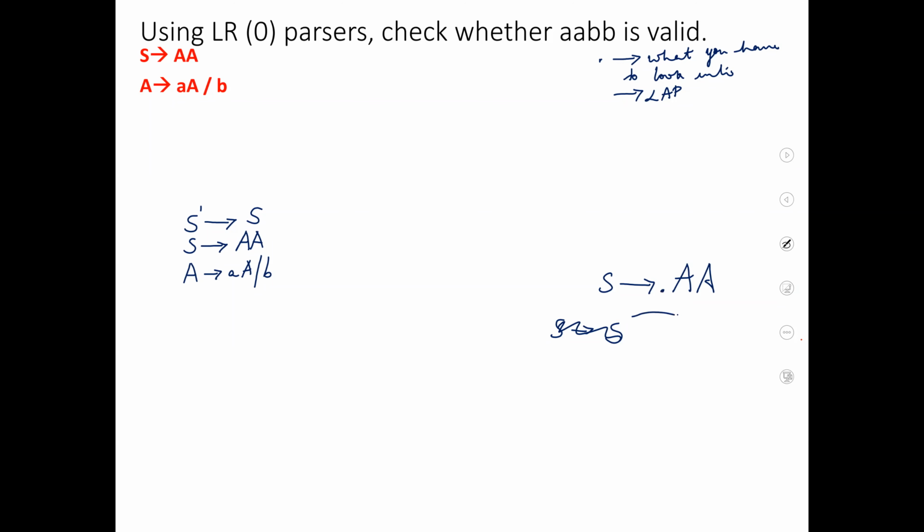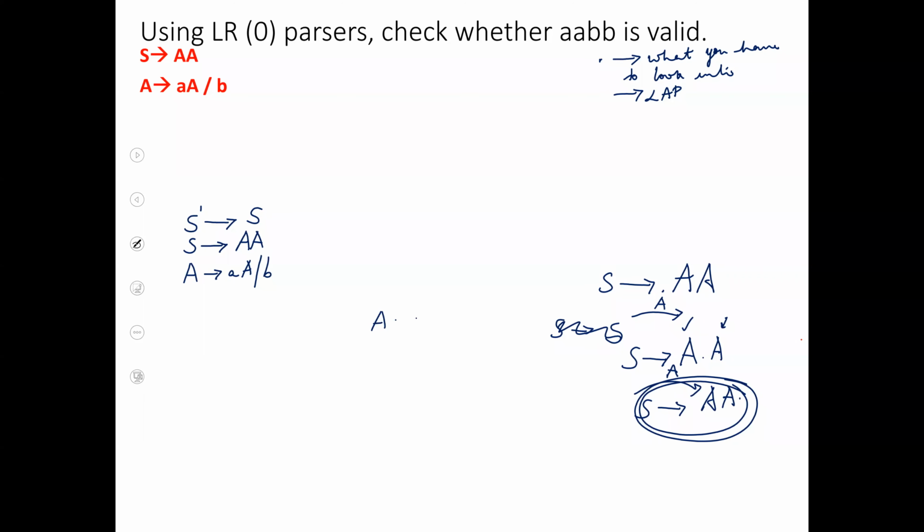Now, imagine I looked into A. My dot will go like this: A dot A, which means I finished looking at one A. I have to look into one more A. And after I look into the second A, my dot will be over here: AA dot. Now to the right, there's nothing, which means I'm done. And I can say this to be my final state. Similarly, imagine you have something like this, A.